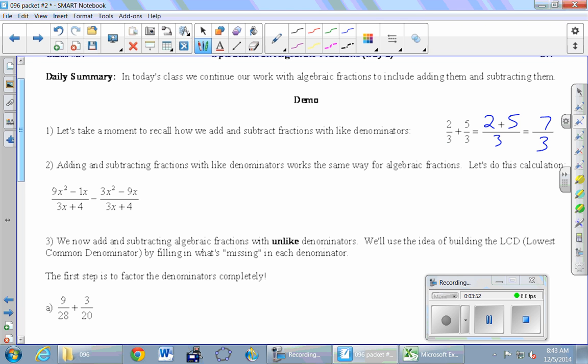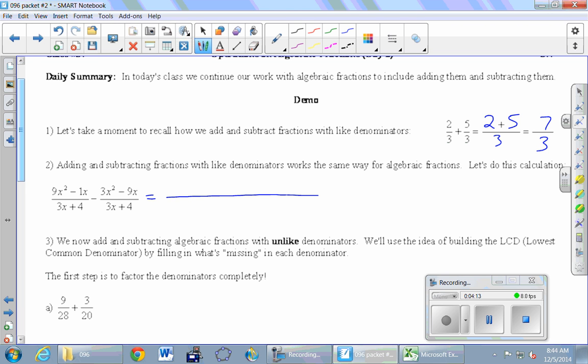Okay, so we've got 9x squared minus 1x over 3x plus 4 minus some other stuff over 3x plus 4. This is a subtraction problem. When you're subtracting fractions, you need a common denominator. Do we have a common denominator? Yes, so we're really happy, and we treat this one exactly like we did the numerical example above.